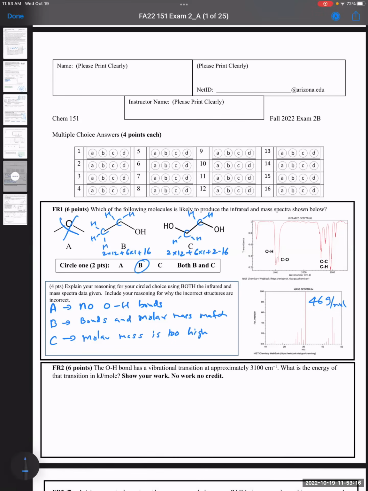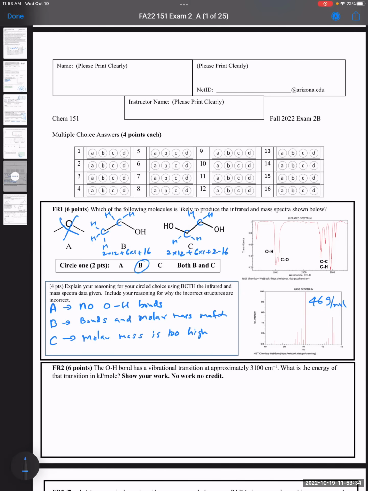Moving on to question 2. The OH bond has a vibration transition at approximately 3100. What is the energy of that transition in kilojoules per mole? Show your work, no credit.